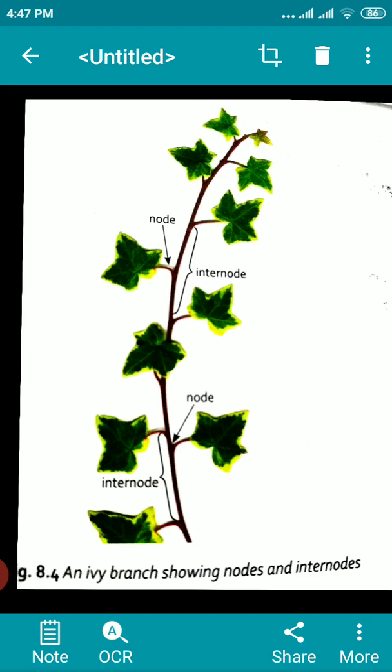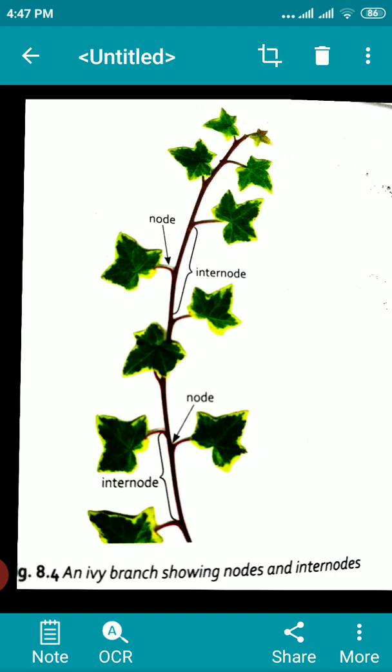So we can say there are three functions. First of all, it bears the leaves, flowers and fruits. The second one, it holds the plant upright and keeps the leaf in such a way that it captures sunlight. The third one, after preparing food, the food is also transported from the leaf to all other parts of the plant. So these are the functions of the stem.